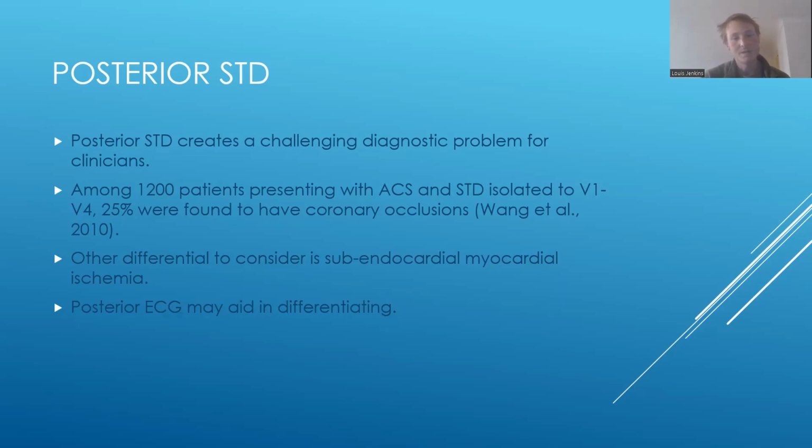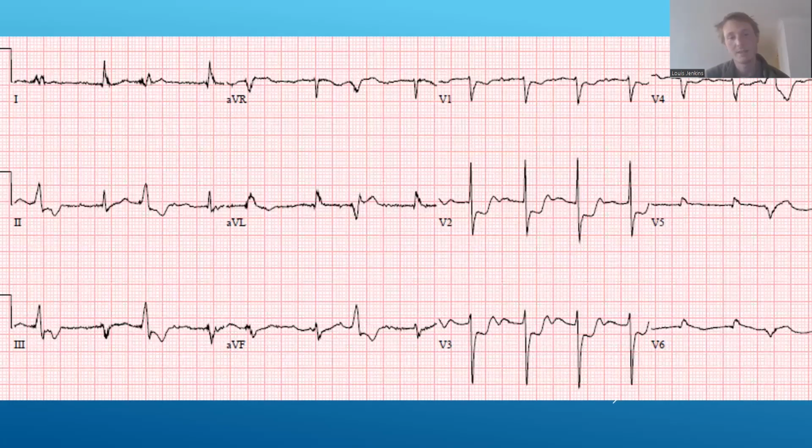But a posterior ECG may aid in differentiating. And you can see here, a posterior has been done. So this is the same ECG from the same patient. They've not labeled them, but this would become V7, this will become V8, and this will become V9.